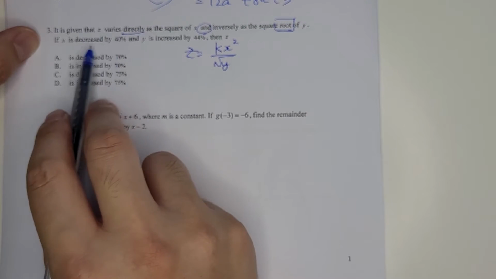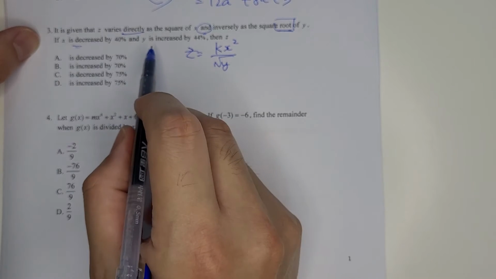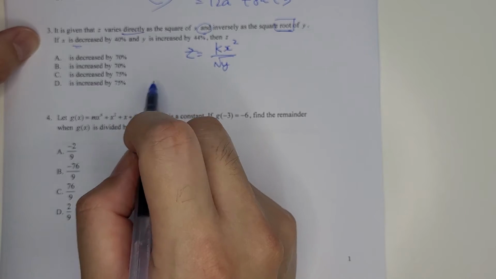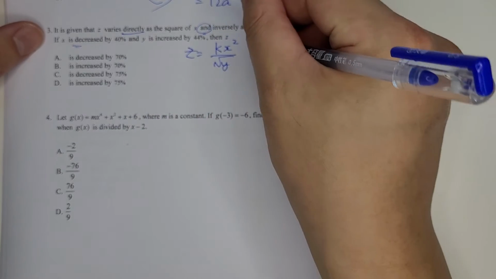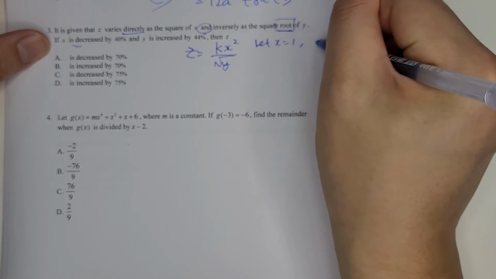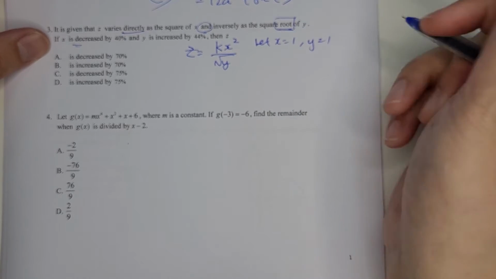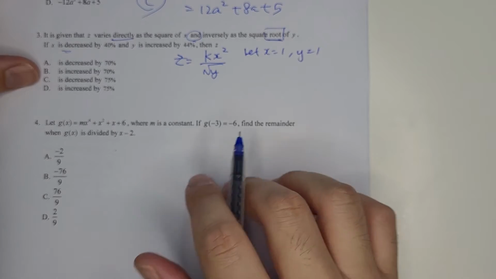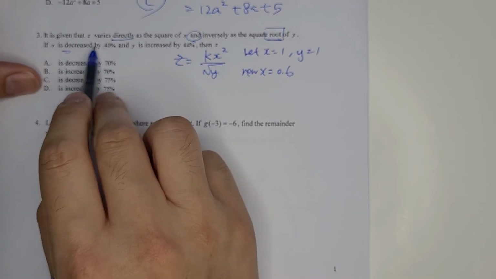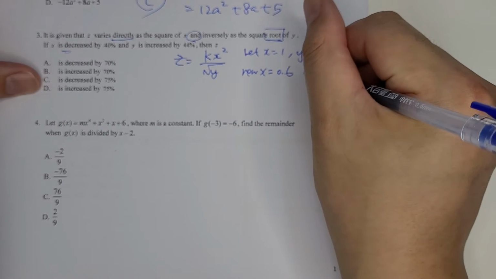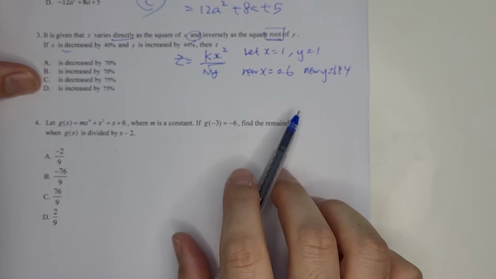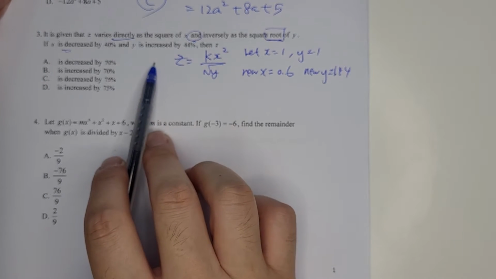Now x is decreased by 40%, y is increased by 44%, then find the change of z. And in here you can do in this way. In MC, you can let x equals 1, the original x is 1, and the original y is 1. So how about the new x? New x will be 0.6 because it decreased by 40%. And new y will be 1.44 because that is increased by 44%.